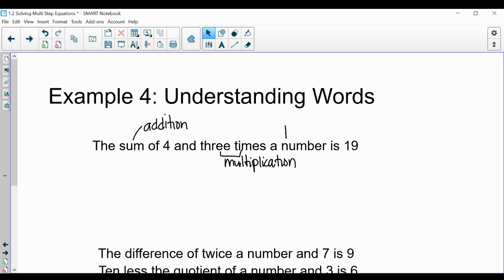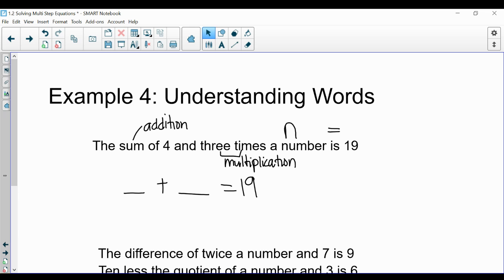Is a number. There's my variable. Some number n is equal to 19. Okay, so let's see if we can put it all together. So I know it's addition, and I have 2 numbers there, and it's equal to 19. So that's what I know. So now I just need to figure out what goes in those boxes.